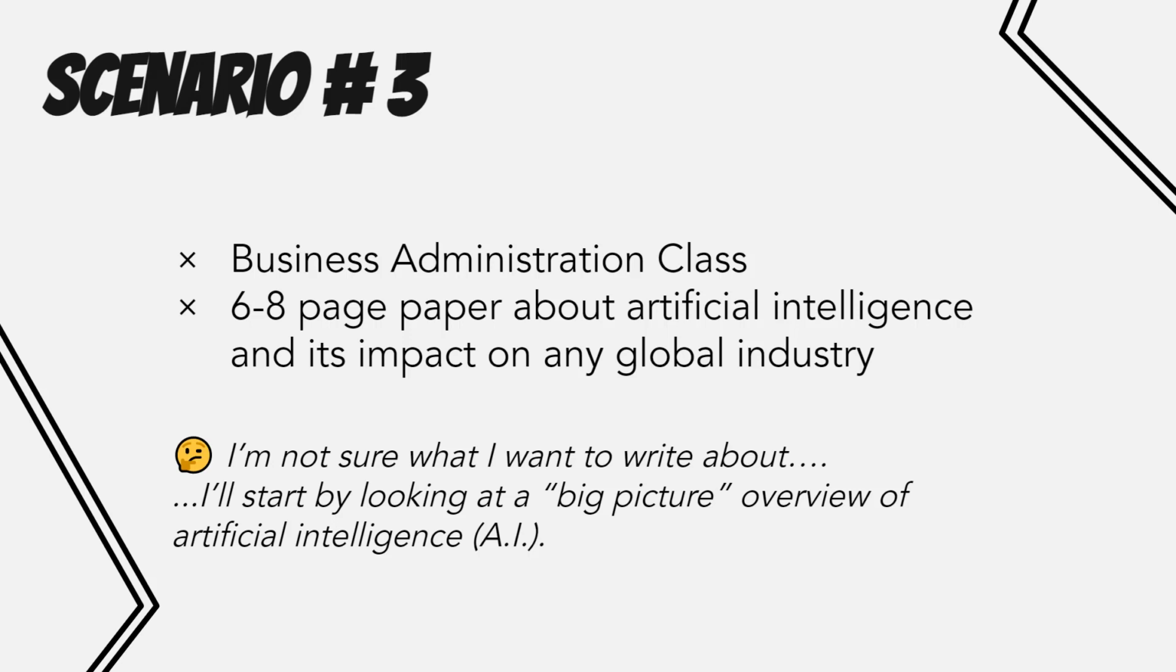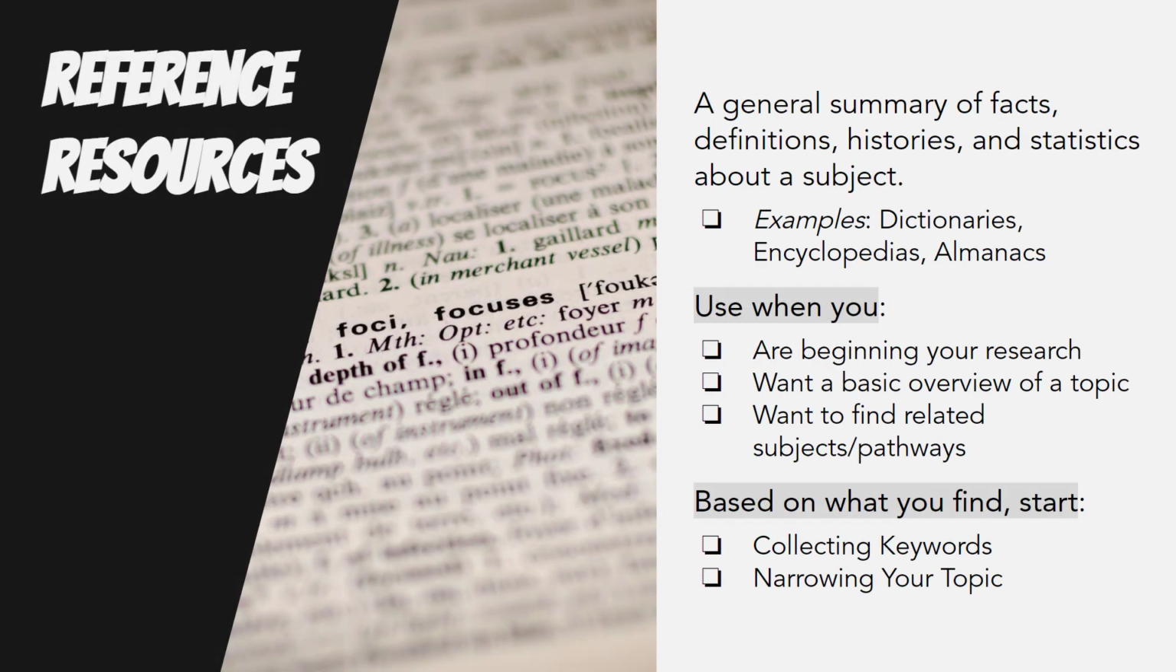So we're restricted to that topic, but it's open-ended in the sense that I could write about various aspects of artificial intelligence, whether that be its effects on workflow or staffing, on any type of business. At this beginning point, I'll want to examine artificial intelligence from a big picture perspective. To get an overview of a topic or that big picture perspective, I'll want to start with a reference resource.